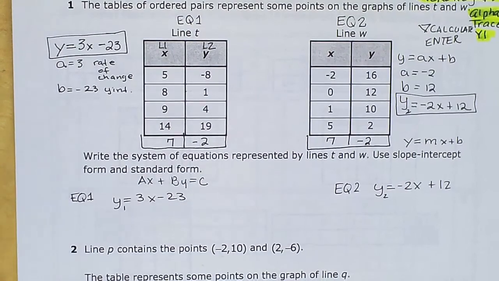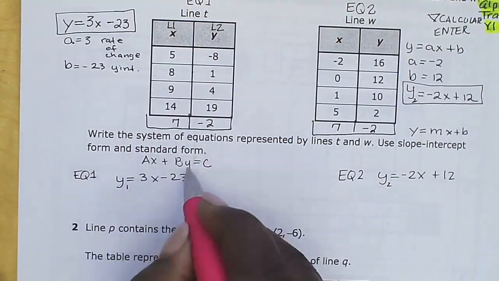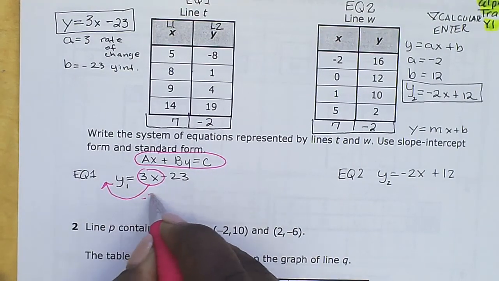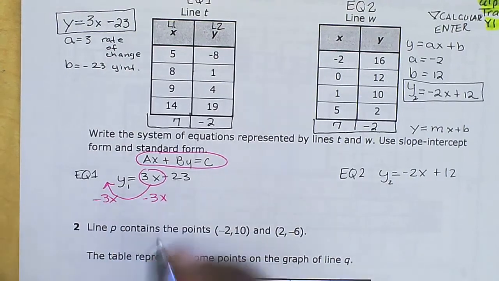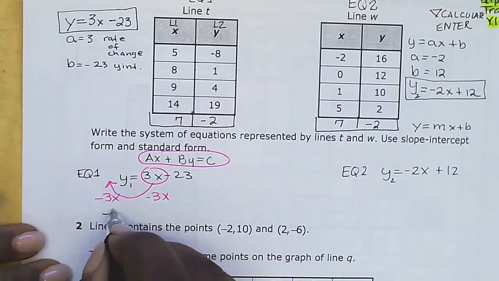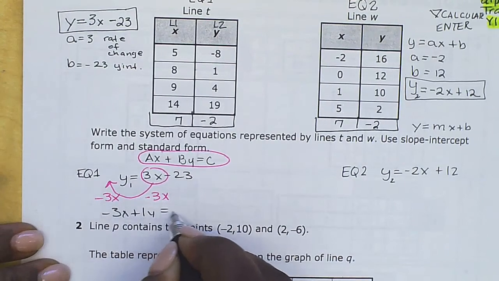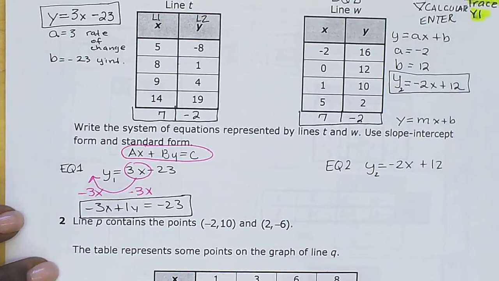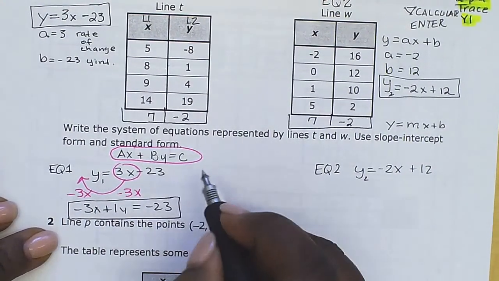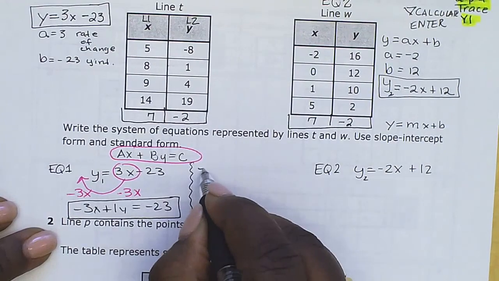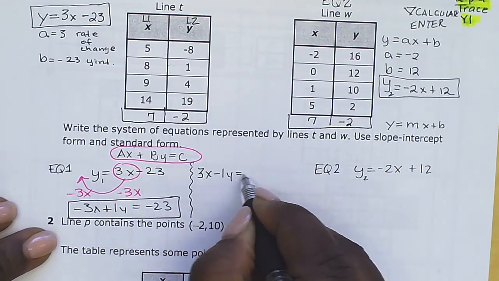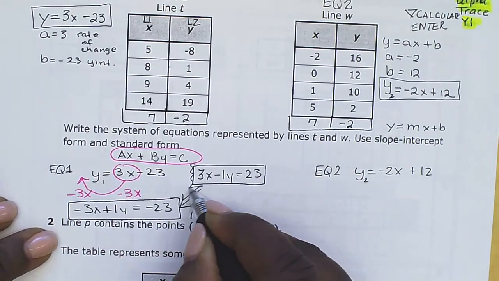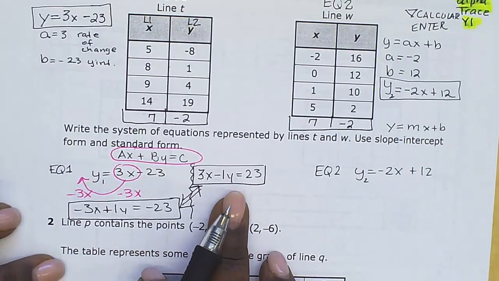All right. Like we did on the previous assignment, in order to make it standard form, we're going to move the x over here with the y. So we're going to say minus 3x. So our new equation will be -3x plus 1y equals -23. That's our standard form. Okay. This can also be written where the x value can be positive. So 3x minus 1y equals a positive 23 is the exact same. These are the same. I just multiplied everything by -1.